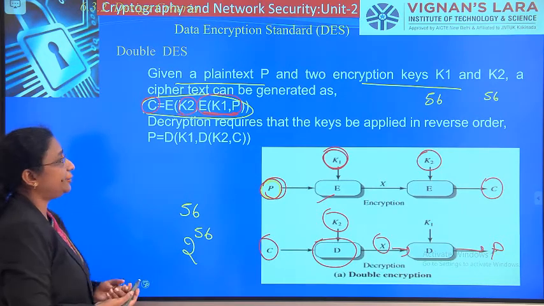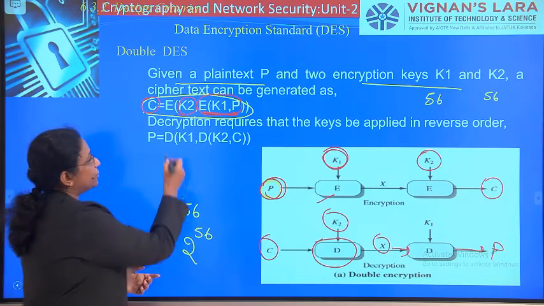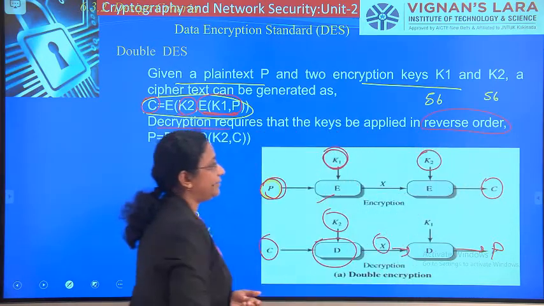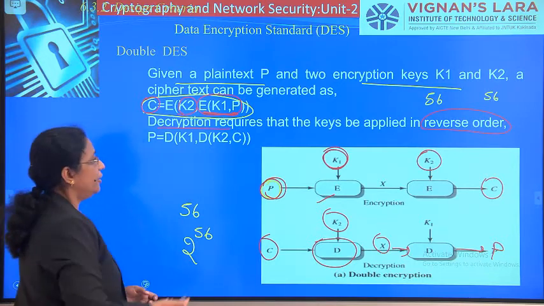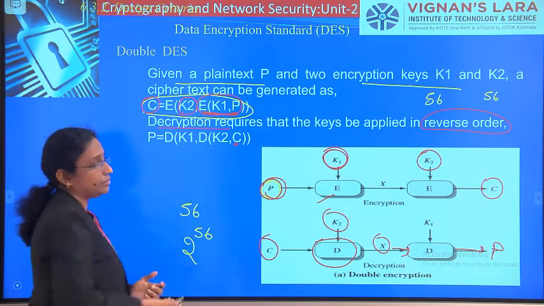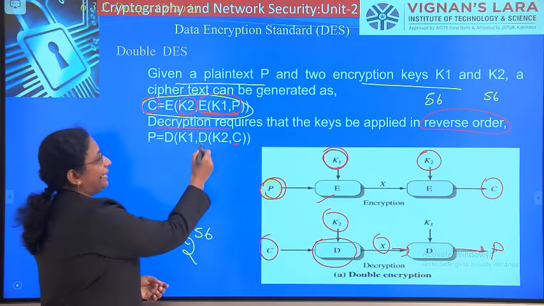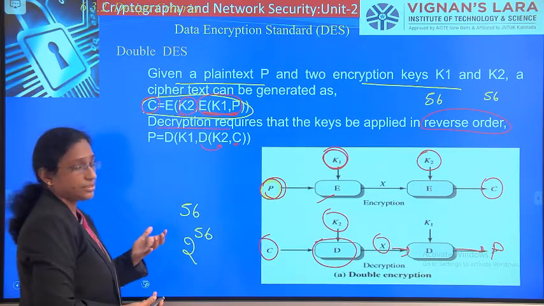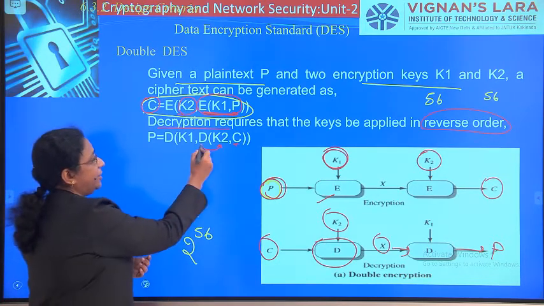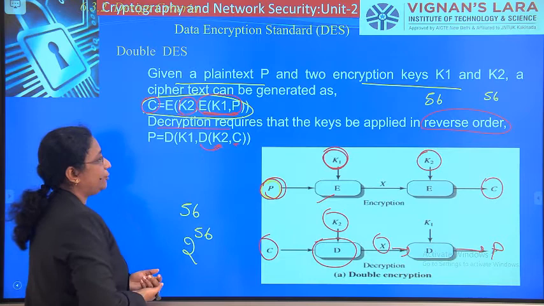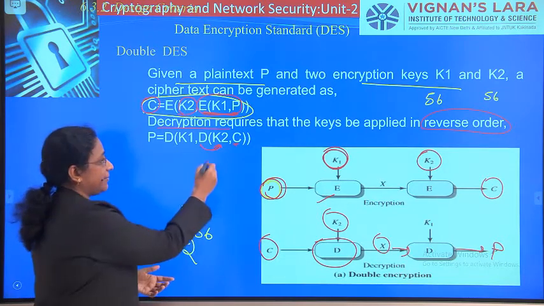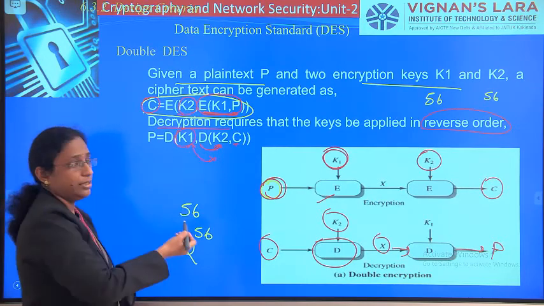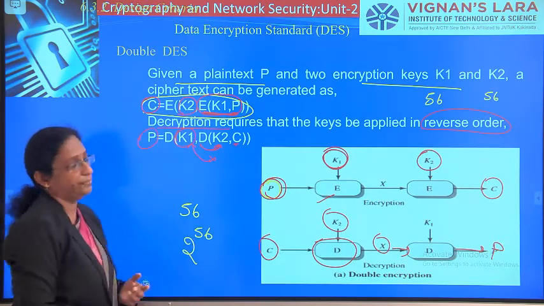Similarly, to get the plain text, decryption is applied in the reverse order. You take the ciphertext and decrypt it using the key K2, using the reverse DES cipher, and by decrypting with the key K2 you get some plain text, say X. This X is again decrypted with the key K1 so as to get the plain text P.